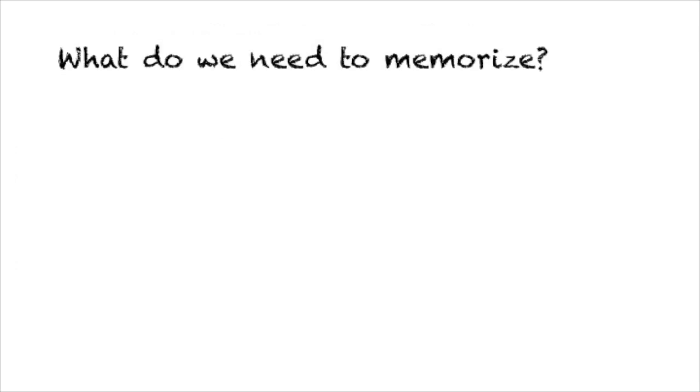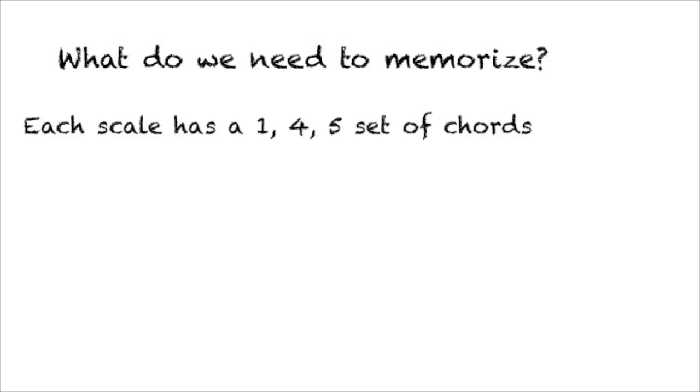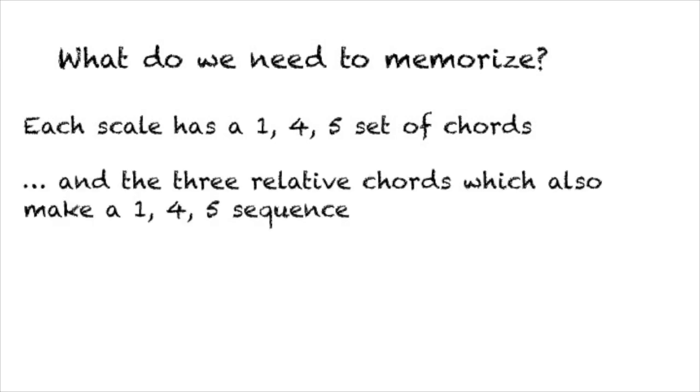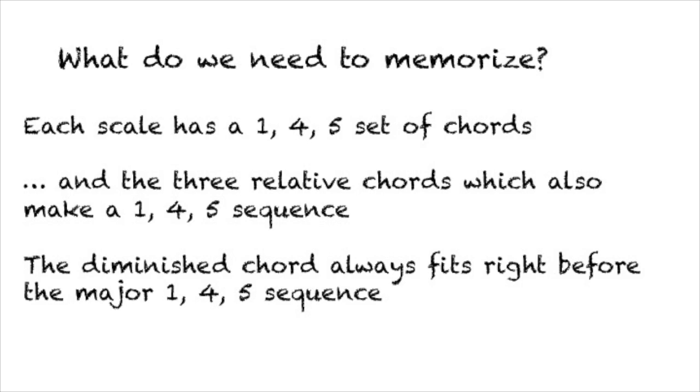Okay, let's review what we need to memorize for this section. It's not much. Each scale has a 1-4-5 chord progression that we already know from blues. 3 more chords are the relative chords of the 1-4-5. And these chords also make a 1-4-5 pattern. Finally, the diminished chord is just before the major 1-4-5 block of chords.